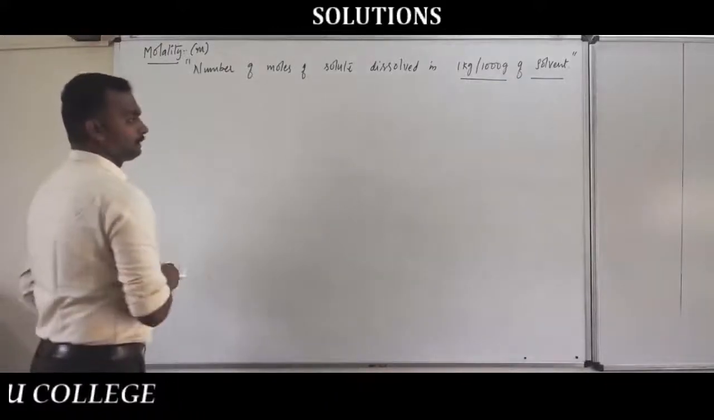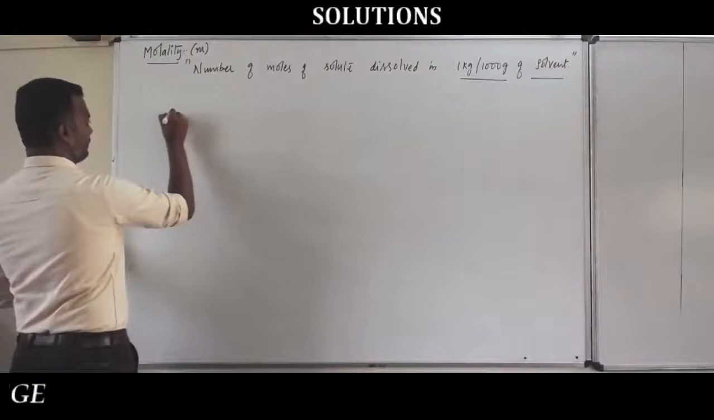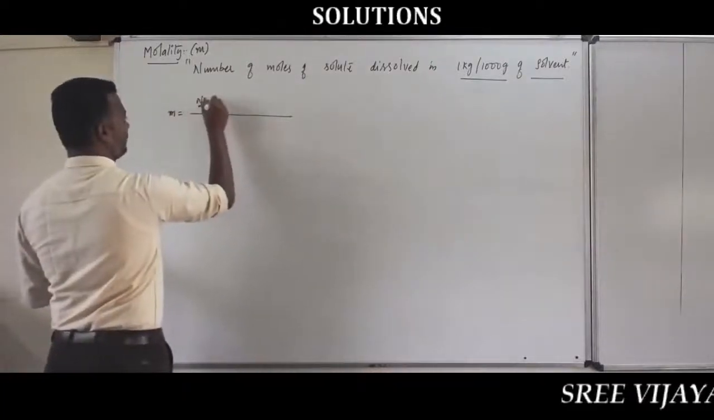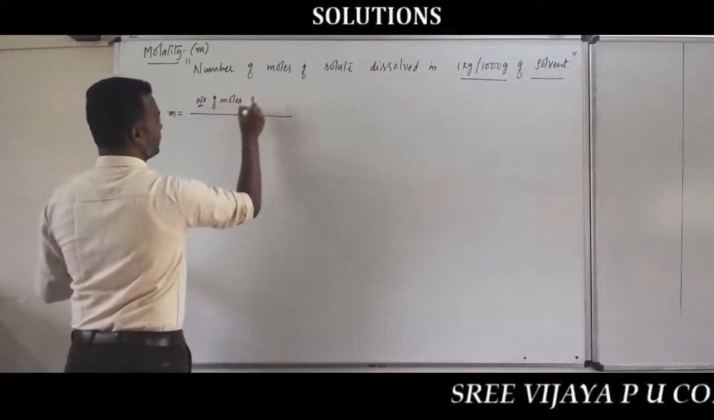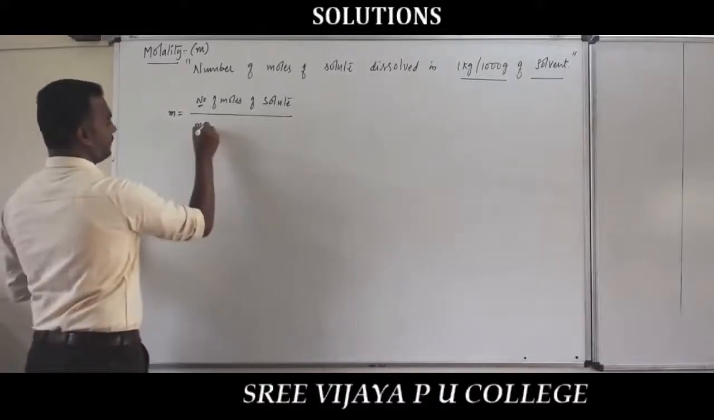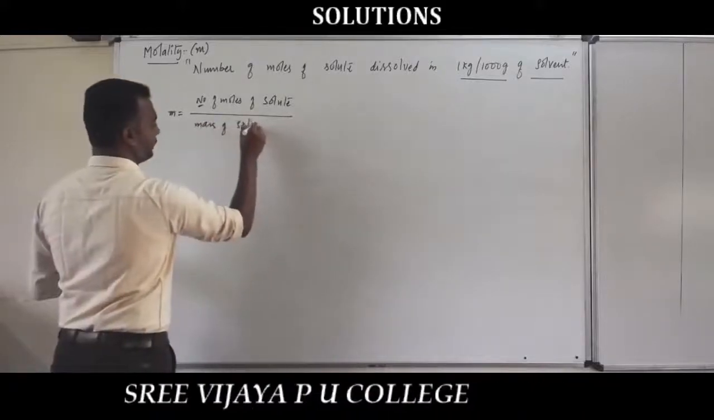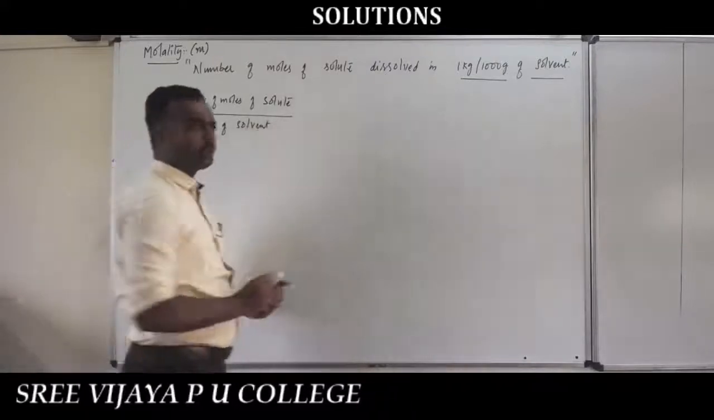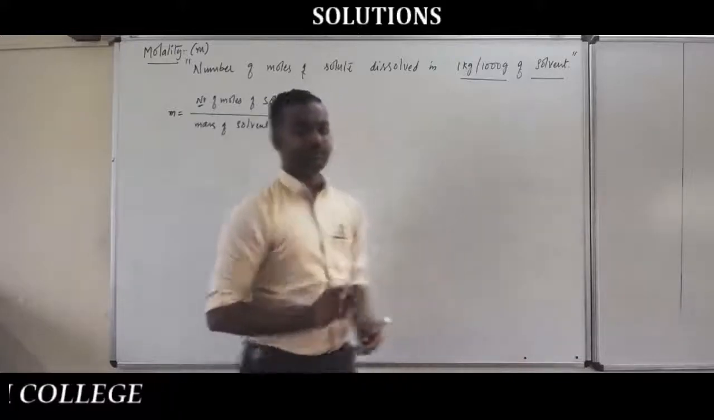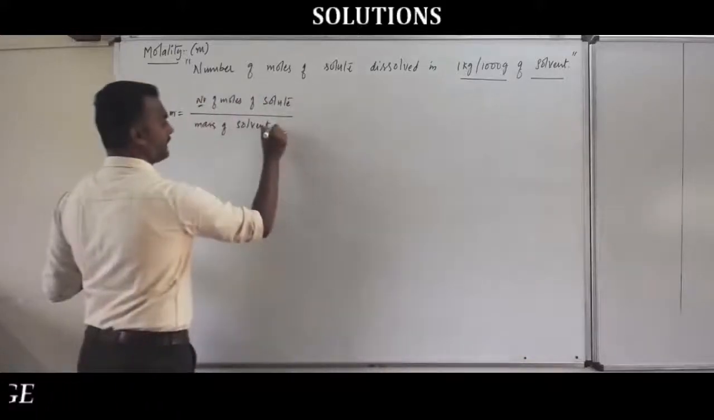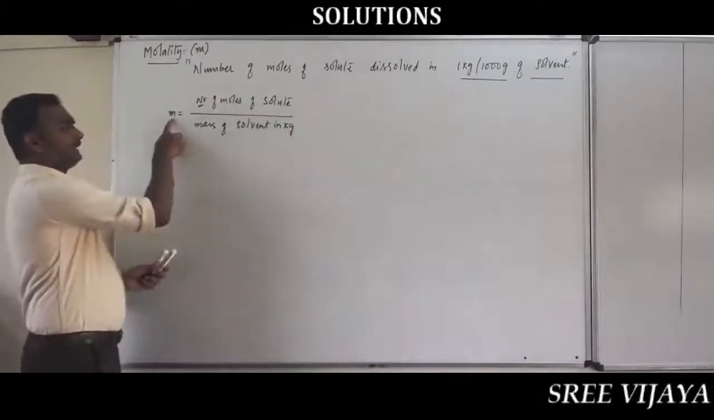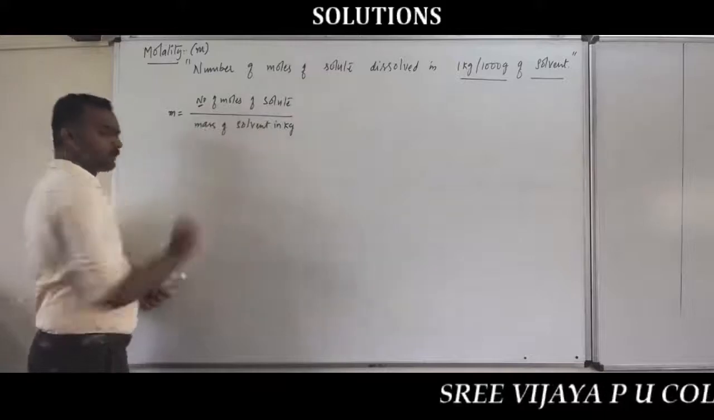So mathematically, how will it be? Small m, molality, is equal to the number of moles of solute divided by the mass of solvent. For molarity we were taking 1 liter of solution. Here what we are taking is 1 kg of solvent, that is, the mass of the solvent in kg. So molality is the number of moles of solute divided by the mass of solvent in kg.